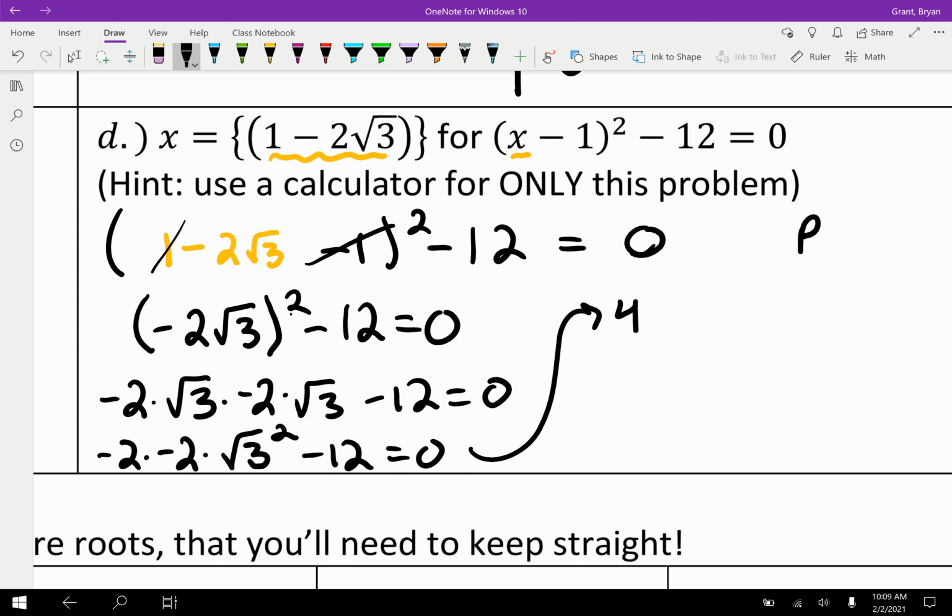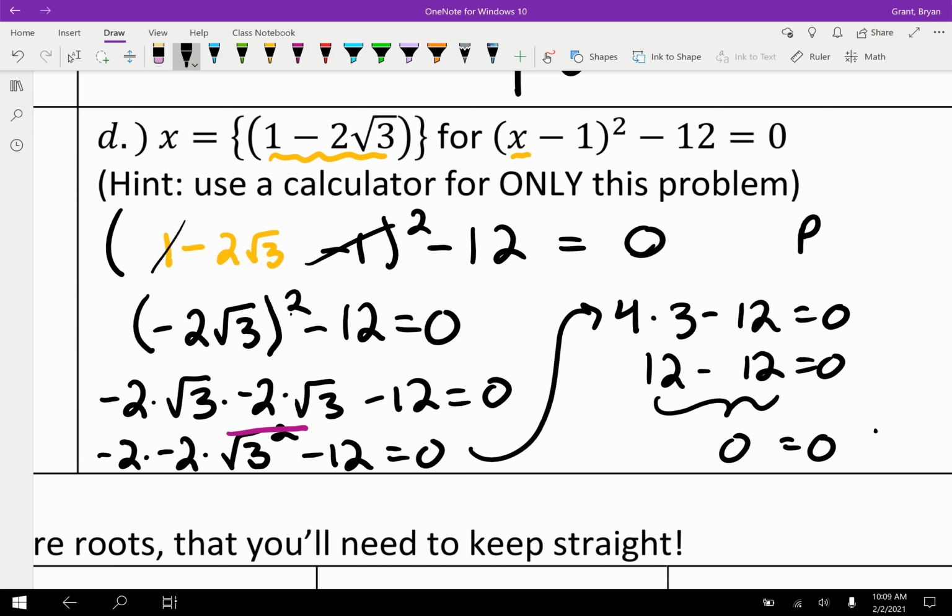-2 times -2 is +4. The square root of 3 squared, ooh, those ones undo each other. They cancel, right, to just give us 3. Okay. 4 times 3 is 12. And 12 minus 12 is 0. 0 does equal 0. Okay.